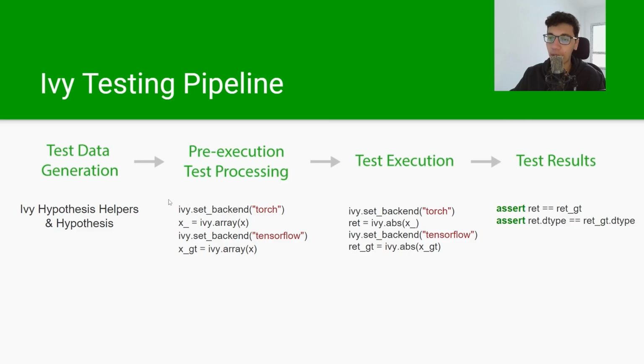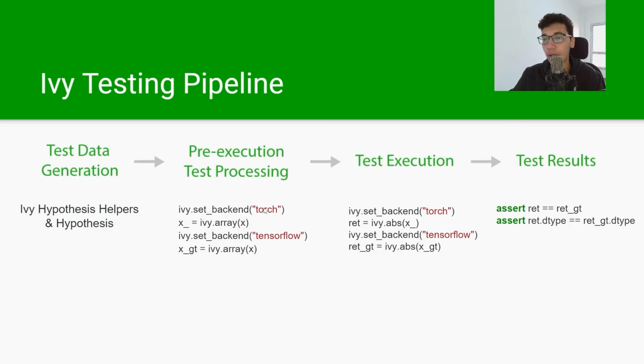And if we look at the example here, it is not directly written in Ivy in that way. We actually combine these two steps in one step, but it's easier and simpler to look at it in that way. It is more efficient to do these two steps in one step because we are setting the backend multiple times here. So in the pre-execution test processing, we make sure that the array is the correct type.